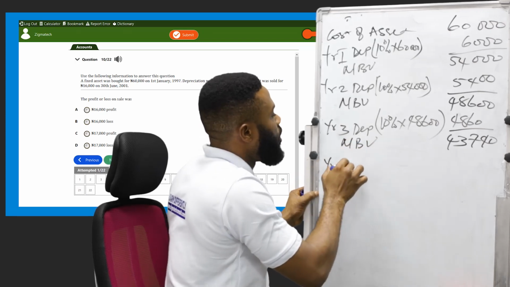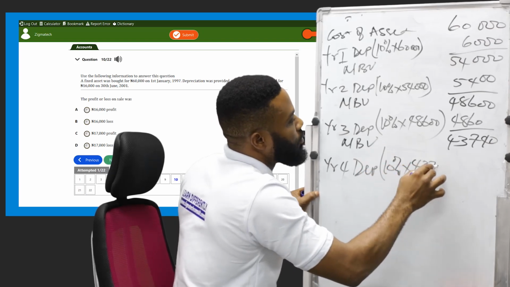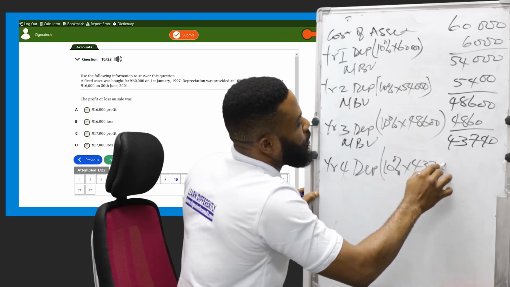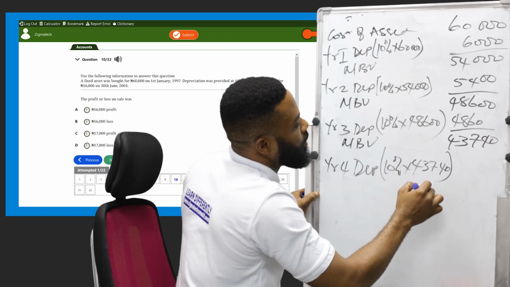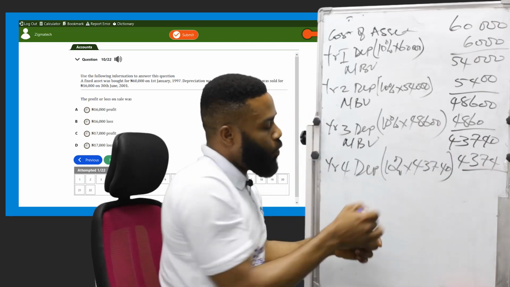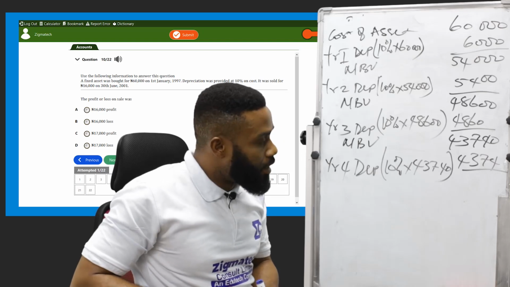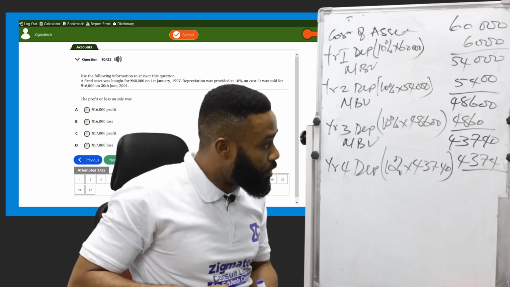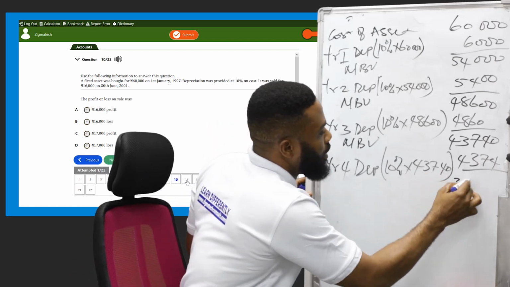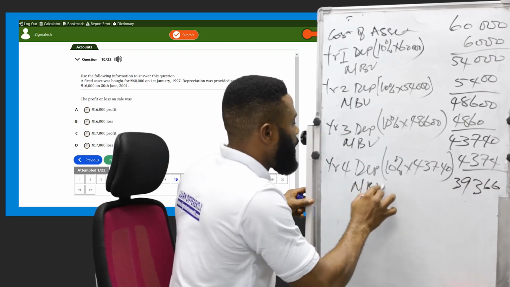And then for year 4, depreciation is still 10% times 43,740, and it's going to give you 4,374. That will be the depreciation. When you subtract this, 43,740 minus 4,374, you have 39,366. All right, this is the net book value after year 4.